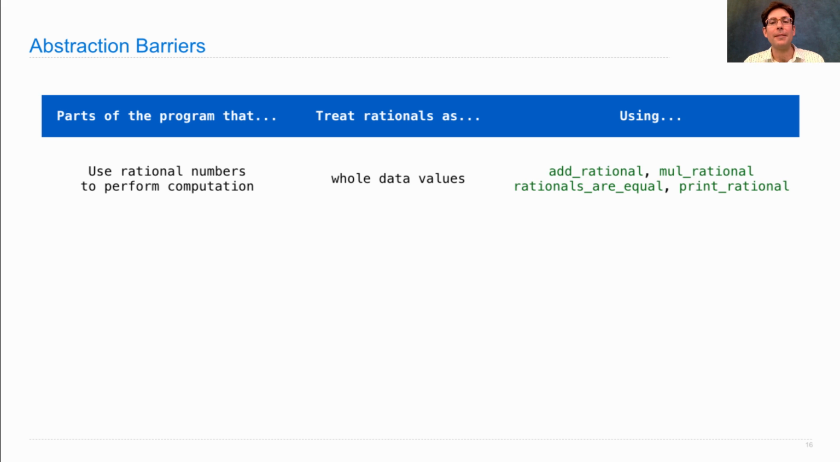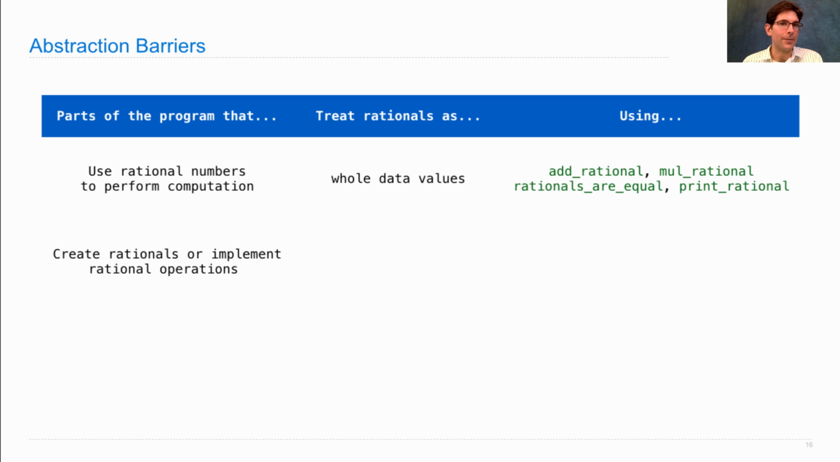And in order to do that, we use certain functions that are part of the data abstraction for rational numbers. add_rational, mul_rational, rationals_equal, etc. are all things that take in rational numbers and do things with them, perhaps returning new ones. But using these functions doesn't mean you need to know much at all about how rational numbers are represented.